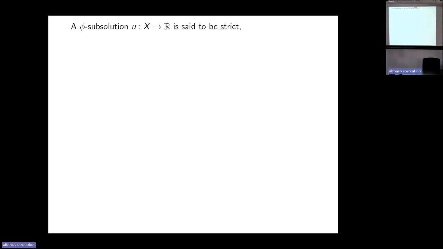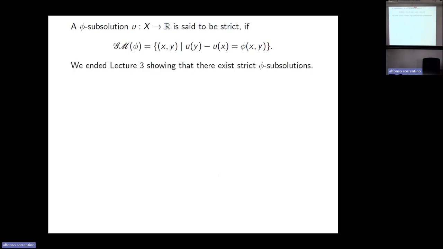We said that the phi subsolution is strict if the set of points (x, y) where u(y) minus u(x) is phi(x, y) is exactly the graph of Mather. It's always contained, but you are asking one more condition, equality. And we ended lecture 3 showing that there exist strict subsolutions. Okay.